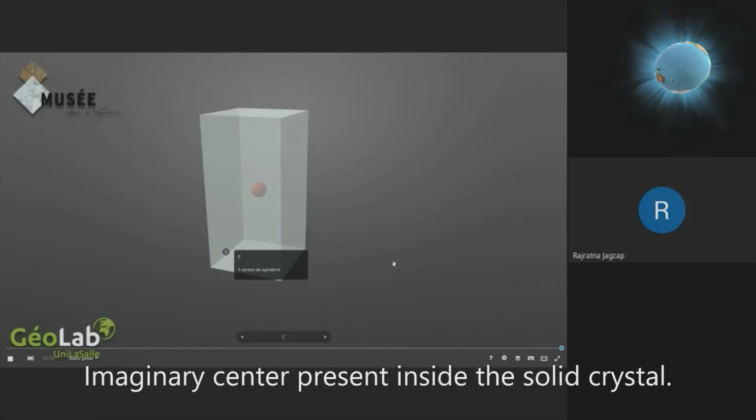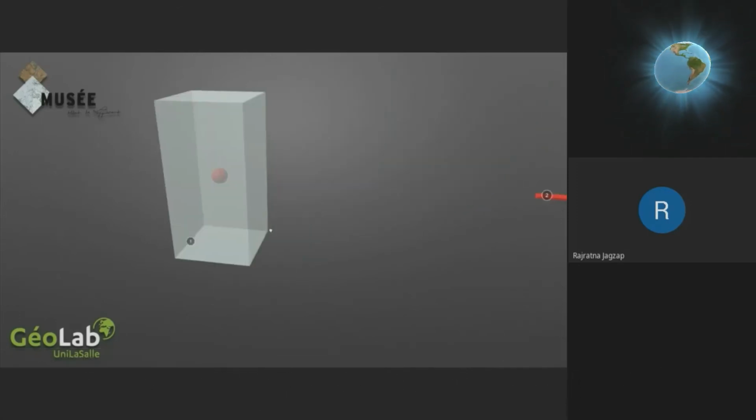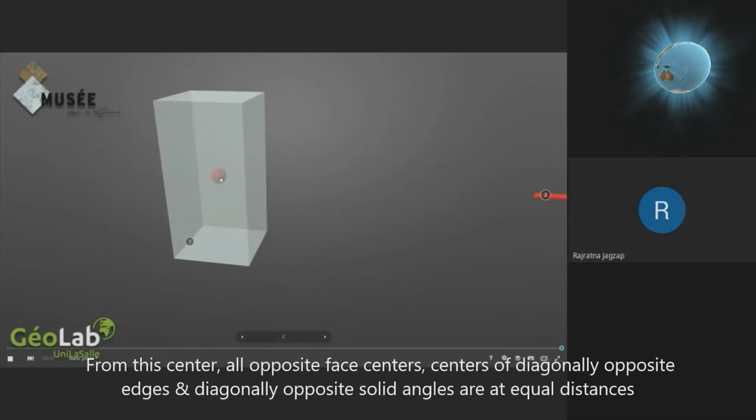This is center of symmetry. Third element of symmetry: center of symmetry is present. From this imaginary center, the center of the top face and the center of the bottom face are at equal distances. From this imaginary center, the center of the right hand side face and the center of the left hand side face are at equal distances. From this to this and this to this, they are at equal distances.